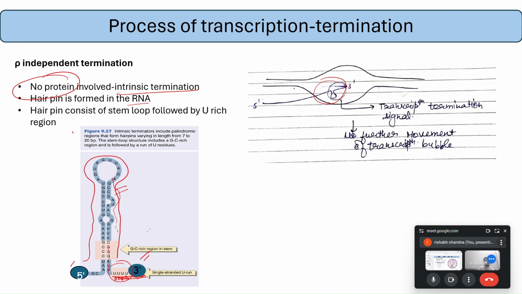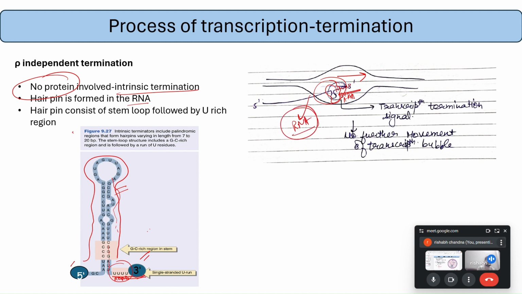Okay, so what happens when this terminator sequence is formed? Here the hairpin loop is formed. This leads to the stoppage of the RNA polymerase upon the RNA chain, so that the RNA polymerase cannot move further. And now the urate sequence comes that has less base pairing between themselves. So this helps in breaking this particular bond and the release of the RNA molecule.